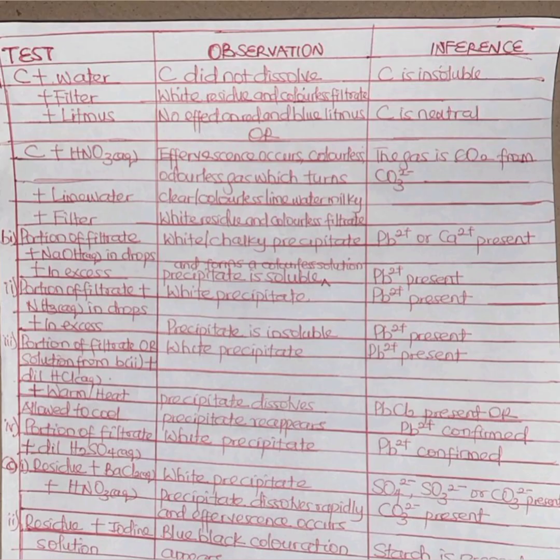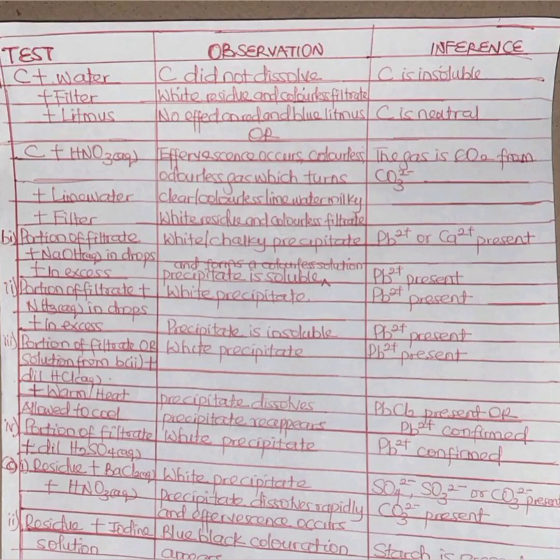So C plus water, which is the first test. They say put C in water, then filter, and then test with litmus. Here is the observation: C plus water, C would not dissolve, because C is a mixture of PbCO3 and starch. If C did not dissolve, the inference is that C is insoluble in water.